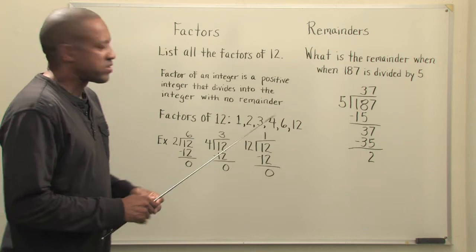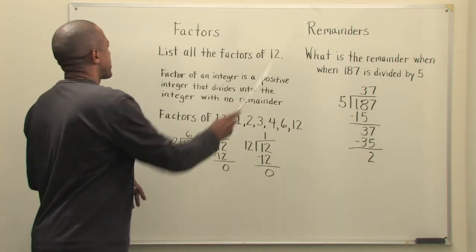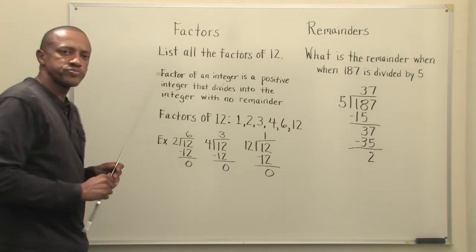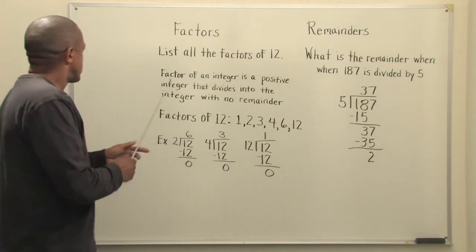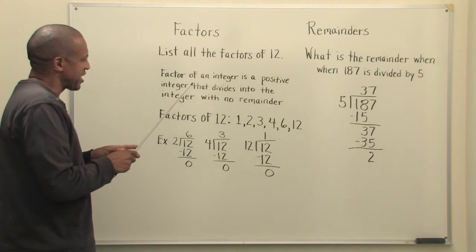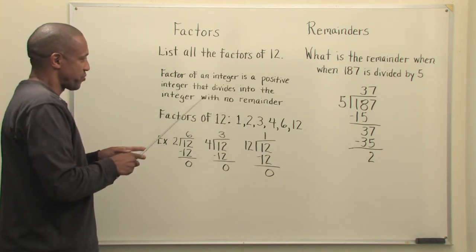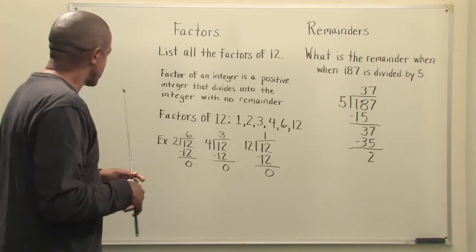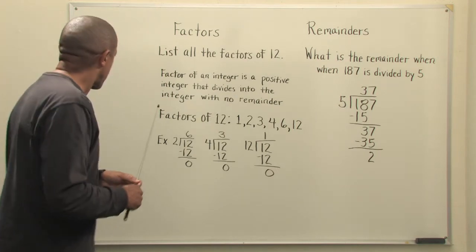Hello, welcome back. Let's go ahead and go over these two concepts, factors and remainders. The problem is list all the factors of 12. First, you got to know what is a factor. A factor of an integer is a positive integer that divides into the integer with no remainder. That may sound a little complicated to some people, but if we work a problem, it should be pretty clear.